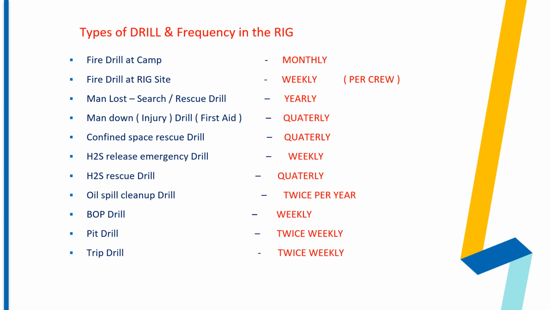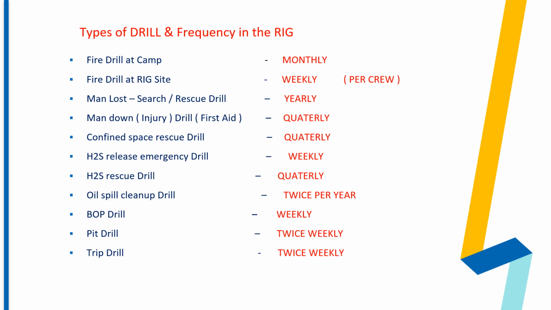If this drill is weekly and the company man finds that the crew is not more confident, they're not responding more correctly, then he can change this fire drill. The rig site drill can be conducted every 4 days or twice in a week. If the company man finds the crew not so perfect, not responding correctly, then the company man can decide and change the frequency. But generally these are the standard frequency.